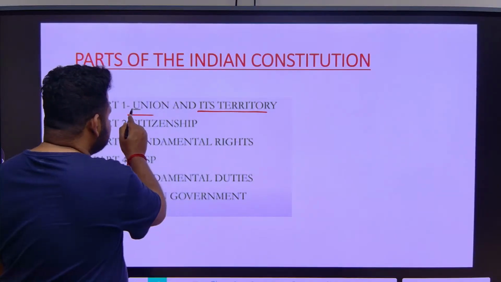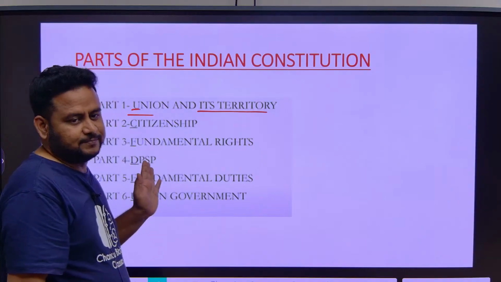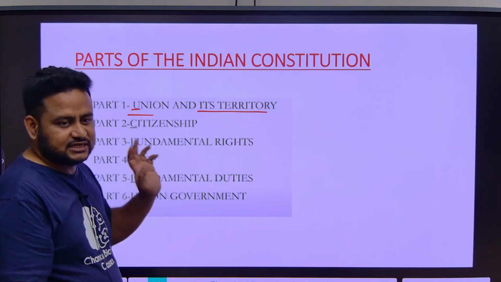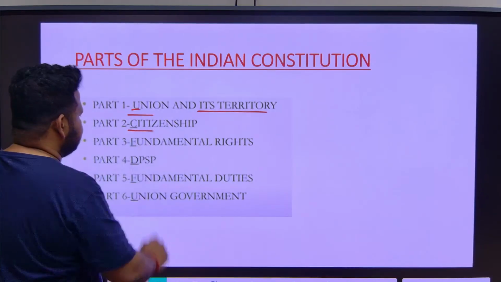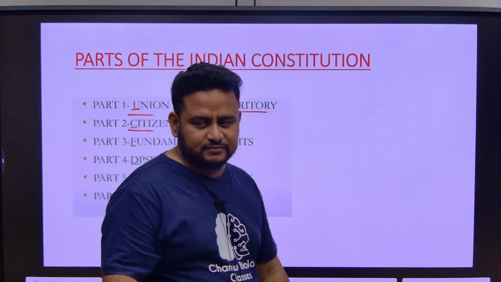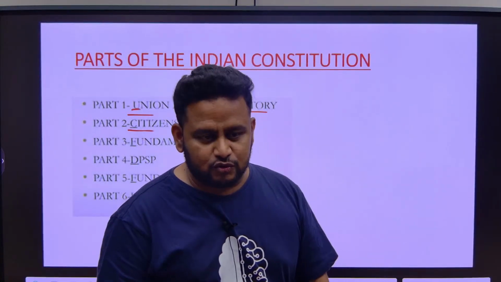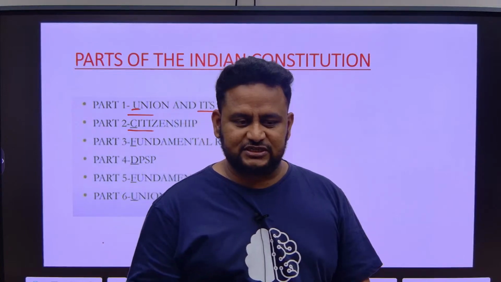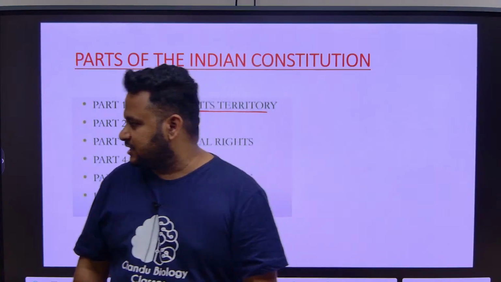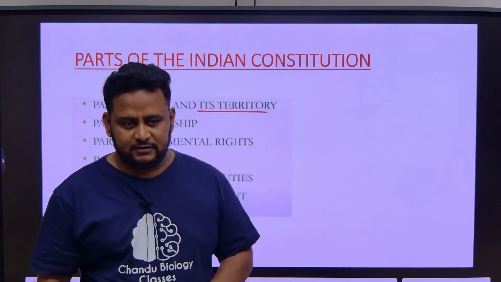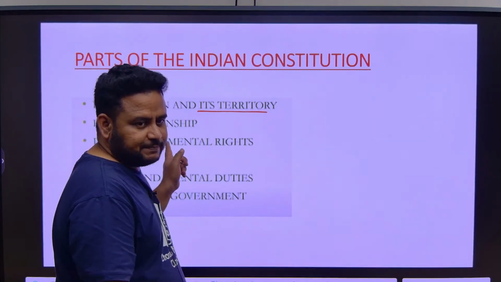I have underlined the first word, that is union, U, because I will tell you the reason when I tell the mnemonic. Union and its territory, that is part number 1. Second part is citizenship. Citizenship is borrowed from which Constitution? I told you single citizenship. It is borrowed from UK, that is the British Constitution. We have single citizenship, USA has dual citizenship, I told you in the previous class. Likewise, everything is connected when we study polity. So, when I talk about citizenship, this is part 2.